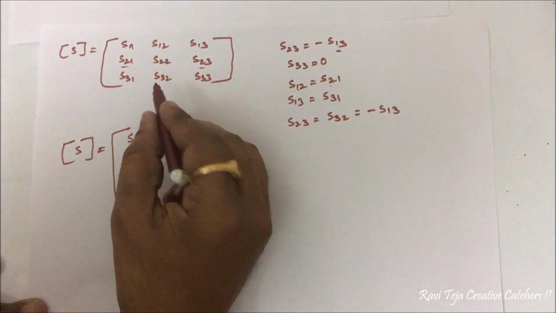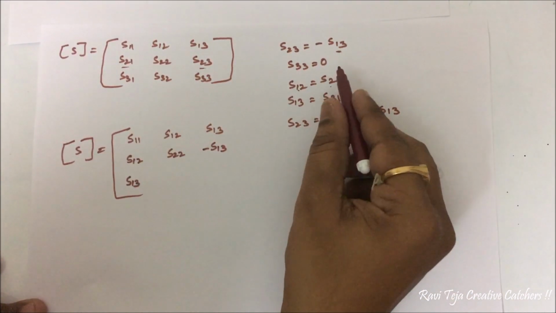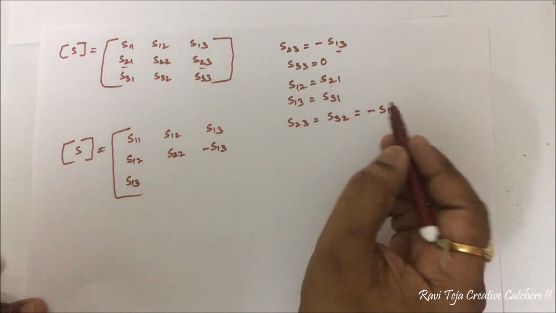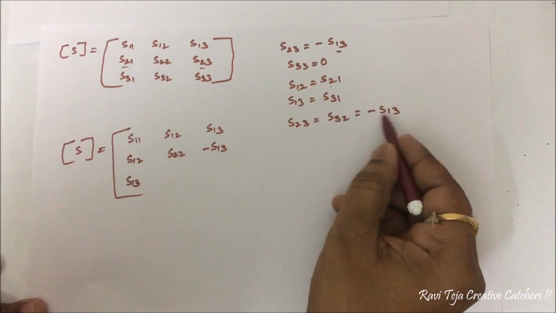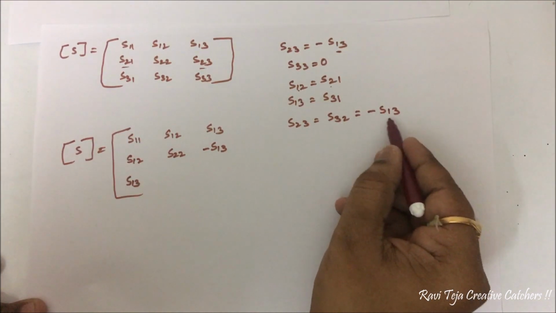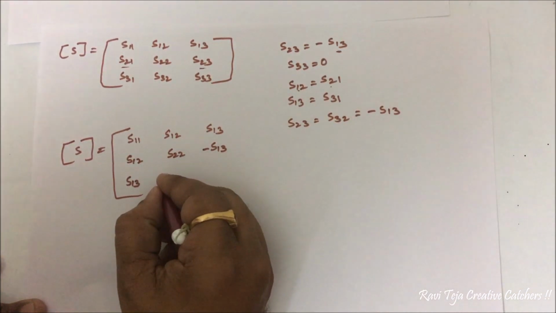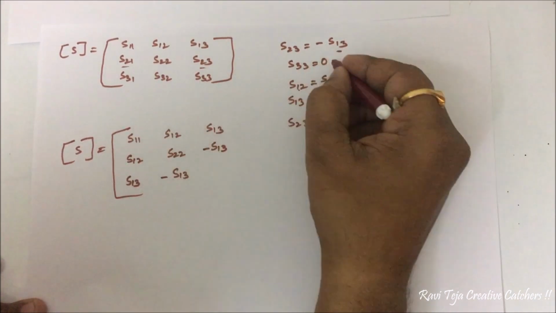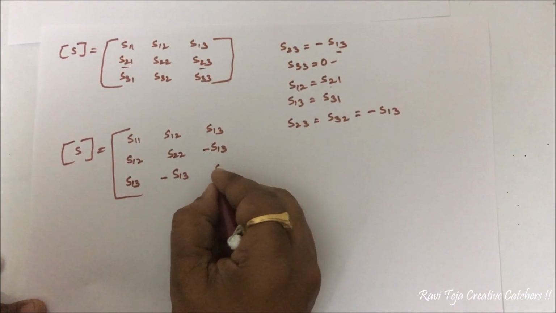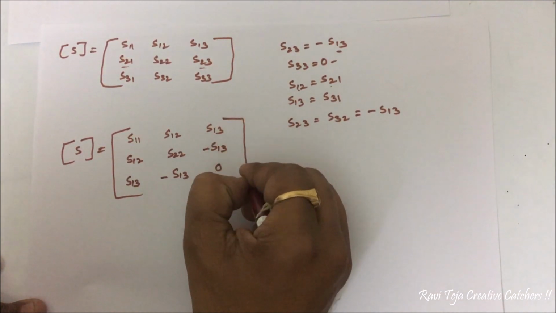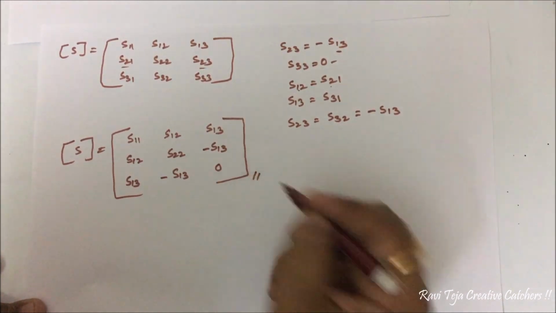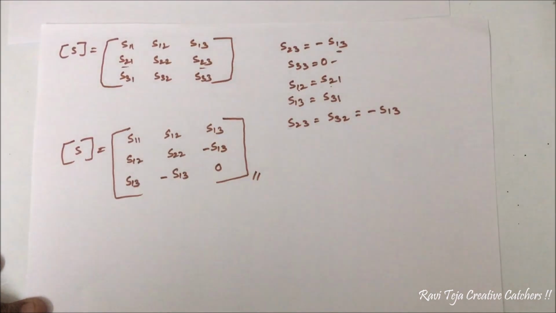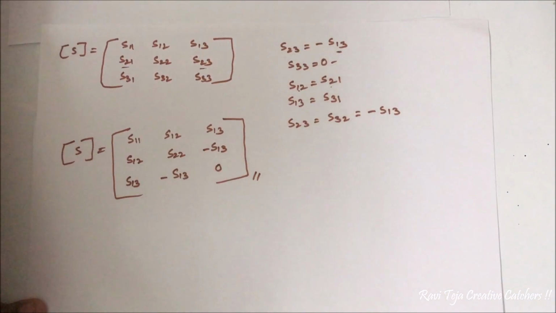And coming to S32, where is S32? S32 is nothing but S23, which is again nothing but minus S13. So write minus S13. S33 we already have, it is nothing but 0. So this is the matrix after substituting all these values.